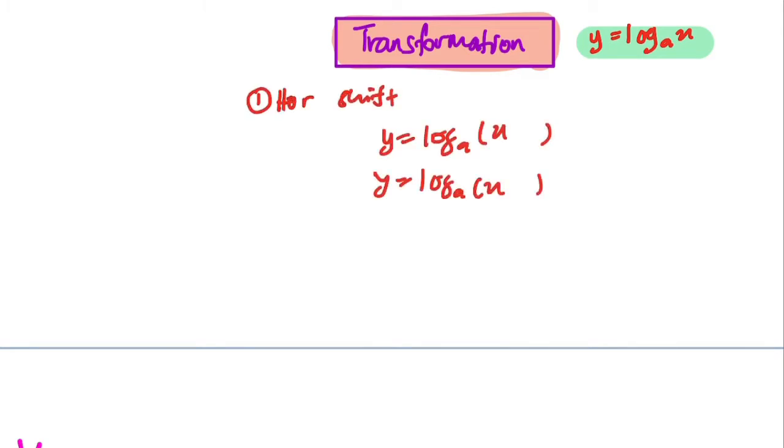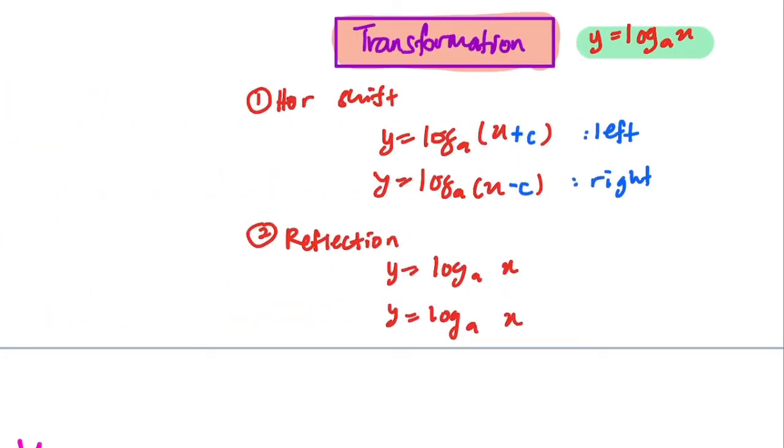From the basic graph, the graph can go to the right or to the left when you plus c or minus c inside. This means this is plus c or minus c inside because it is attached to your x. So when you plus c, the graph will go to the left, while if you have minus c, the graph will go to the right.